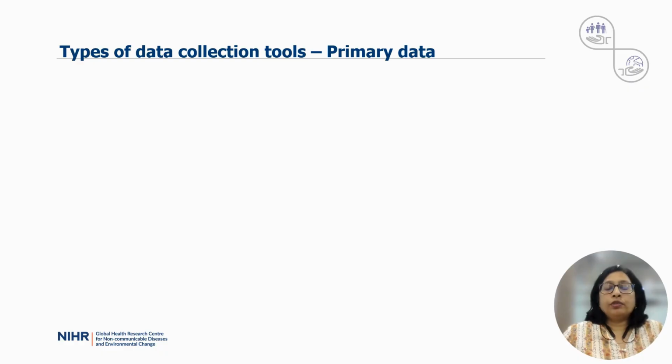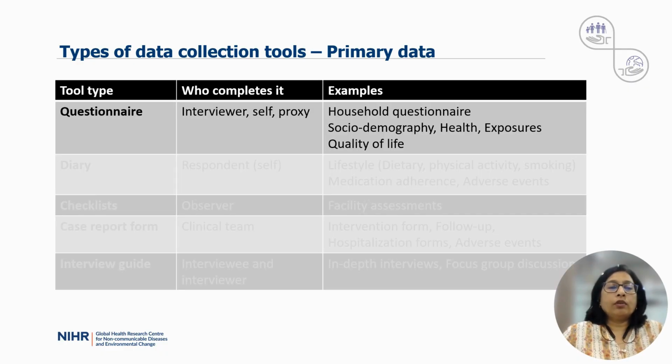So there are various types of tools available for data collection. The most common one, which is familiar to all of us, is the questionnaire. These are typically completed by either an interviewer who is administering the questionnaire, or by the respondent themselves or a proxy to the respondent. Examples of these are household questionnaires, or at the individual level, it could be socio-demographic. It can capture socio-demography, health, or exposure-related information. It can also capture constructs such as quality of life.